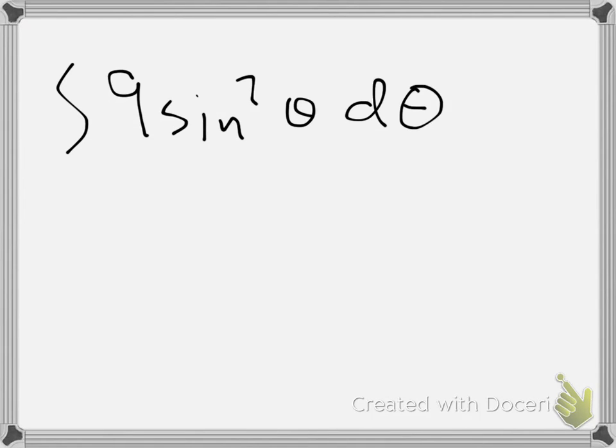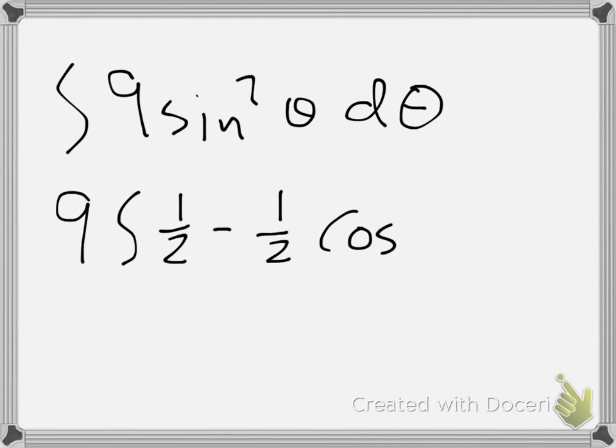You have 9 sine squared theta, d theta. You have two options. One is to do integration by parts. The faster one is one of those identities on the front of your sheet from this section. Let me pull the 9 out. Sine squared is 1/2 minus 1/2 cosine 2 theta. Right? And cosine squared has the plus in the middle. And that makes it much easier to do.